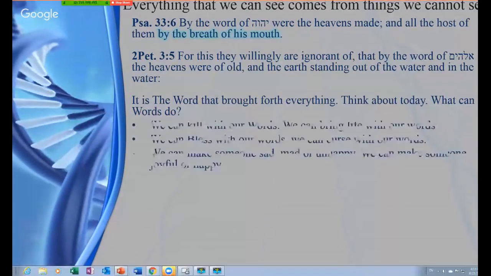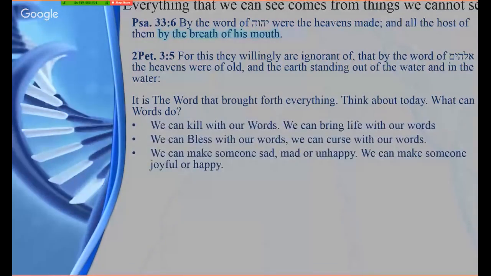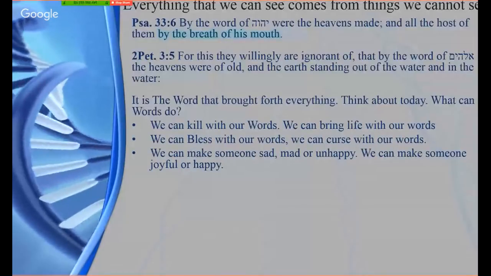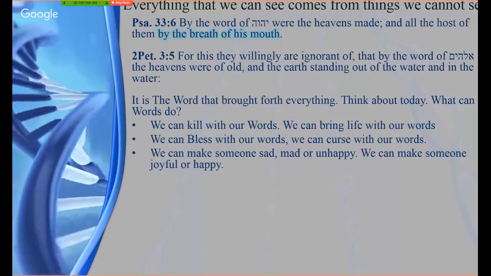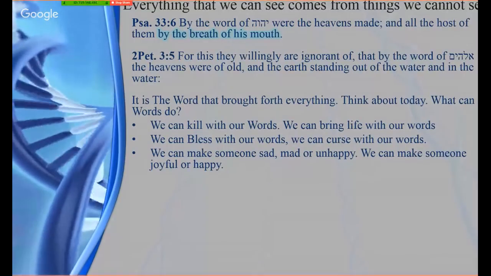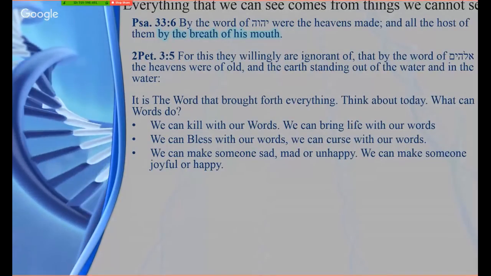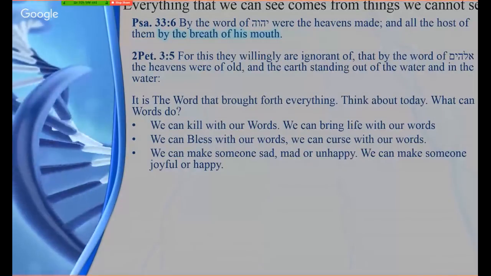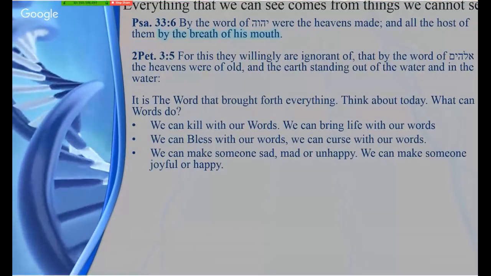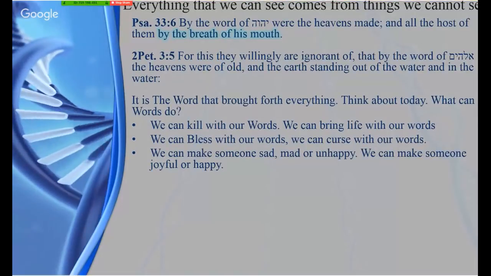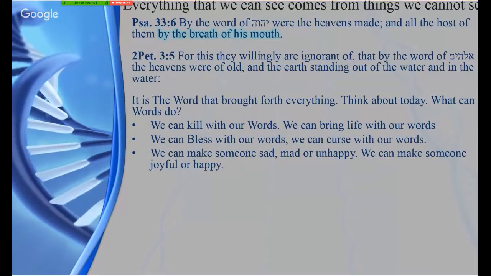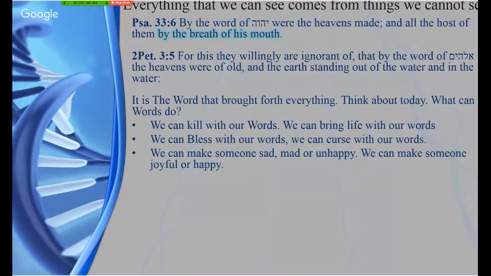So let's look at this, we can kill with our words. Do they want to agree? We can kill with our words. We can bring life with our words. We can bless with our words. We can curse with our words. We can make someone sad, mad, or unhappy. We can make someone joyful or happy with our words, right? So though we can't see the words, it does affect one another. Okay, everyone understands that, right? All right.